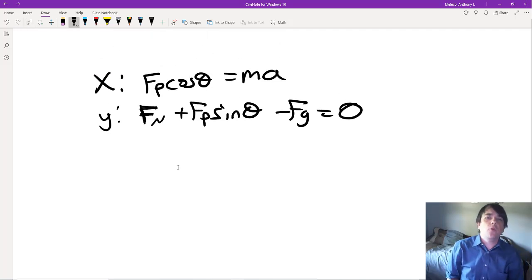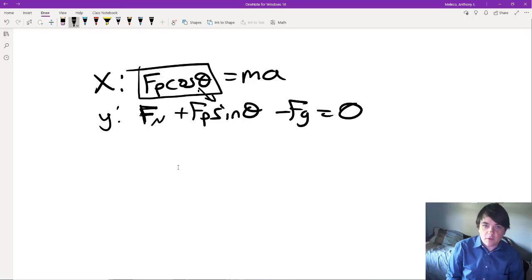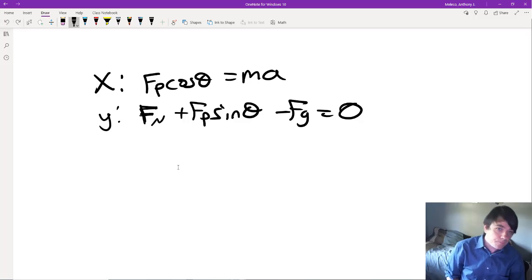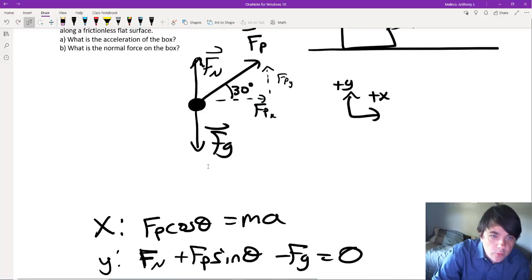One other thing I want to point out, if you do some force with some component in the x direction, make sure you reflect that with its counterpart in the y. Okay, so if you have Fp cosine theta in the x, you better have Fp sine theta in the y. Okay, you need both if you've got a counterpart.